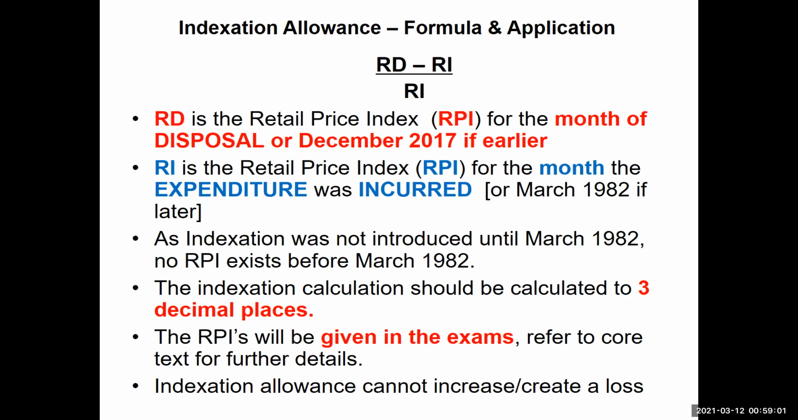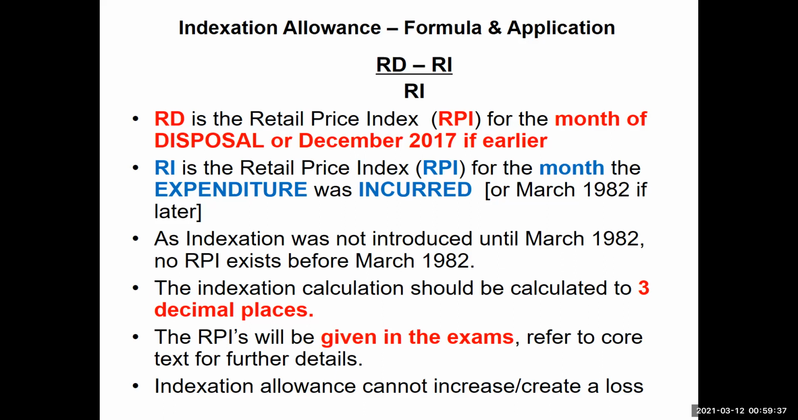So typically the formula for indexation is RD minus RI, divided by RI. RD is the consumer price index or the retail price index for the month of disposal, D for disposal. And RI is the month that we incurred expenditure, the cost. So we bought the asset in 2001. That was the date we incurred our expenditure. We sold it in 2005. That's the date of disposal. So RD, disposal; RI, date we incurred expenditure.